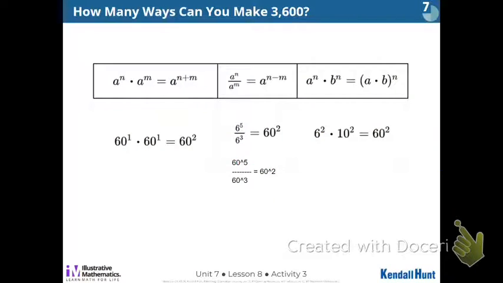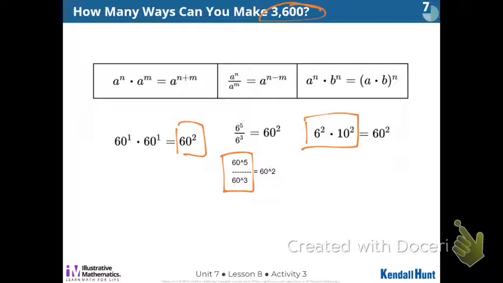Next, what you're going to try as a group, and I took the easy one. You're going to try to make the number 3,600 in a variety of ways. Okay? So I did 60 squared already. I did 60 to the 5th divided by 60 cubed. And I did 6 squared times 10 squared already. We're not playing for points like that. You're just going to try to get as many ways to get 3,600 as possible.